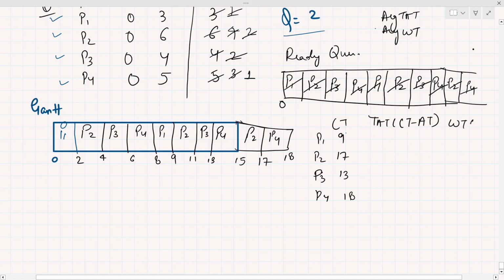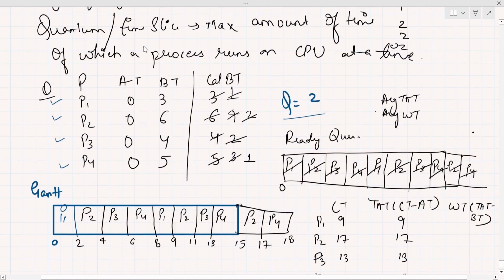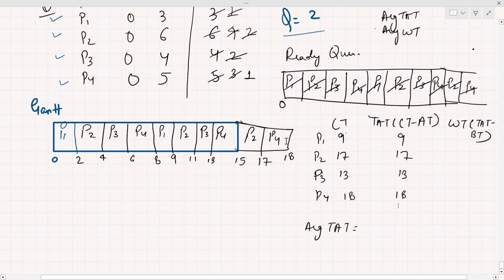And what is the waiting time? Turnaround time minus burst time, you will get the waiting time. If you sum all the TAT and divide by the number of processes, you will get the average turnaround time. So for the average turnaround time, all the TATs are 9, 17, 13, 18. Why? Because the arrival time for all the processes is 0. So 9 minus 0, 17 minus 0, 13 minus 0, 18 minus 0. If you add all these and divide by 4. Why 4? Because 4 processes are available, P1, P2, P3 and P4.